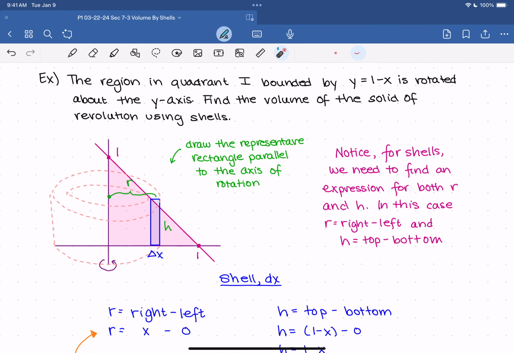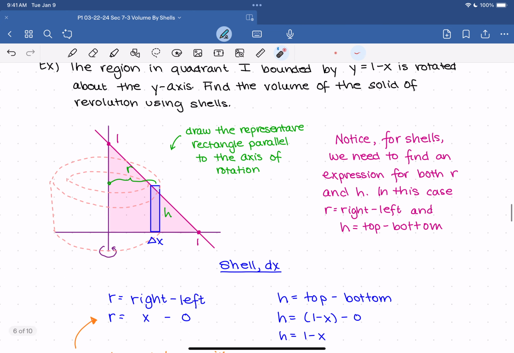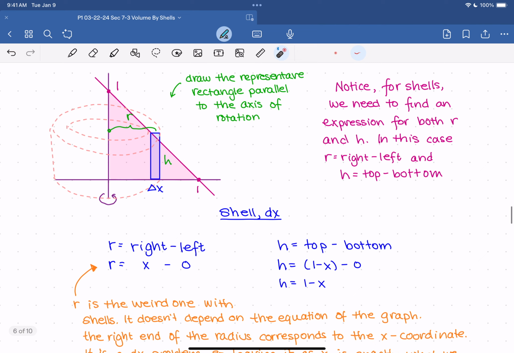Now the radius is what gets a little weird. It always trips students up. It's actually too simple that it ends up being confusing. Think about what's going on here with the radius. So the radius is going sideways. So we know we're going to measure from right to left. And also, by the way we've drawn the rectangle, we know it's going to be a dx problem. So we want everything in terms of x.